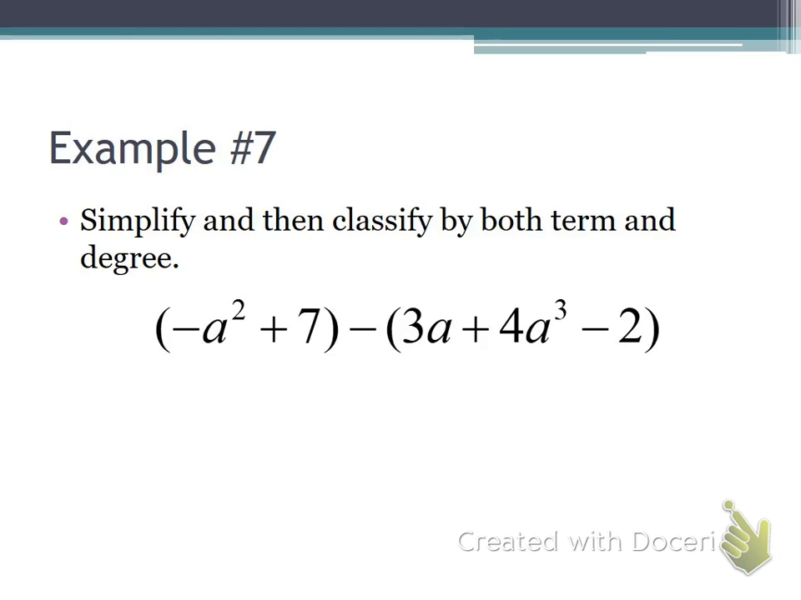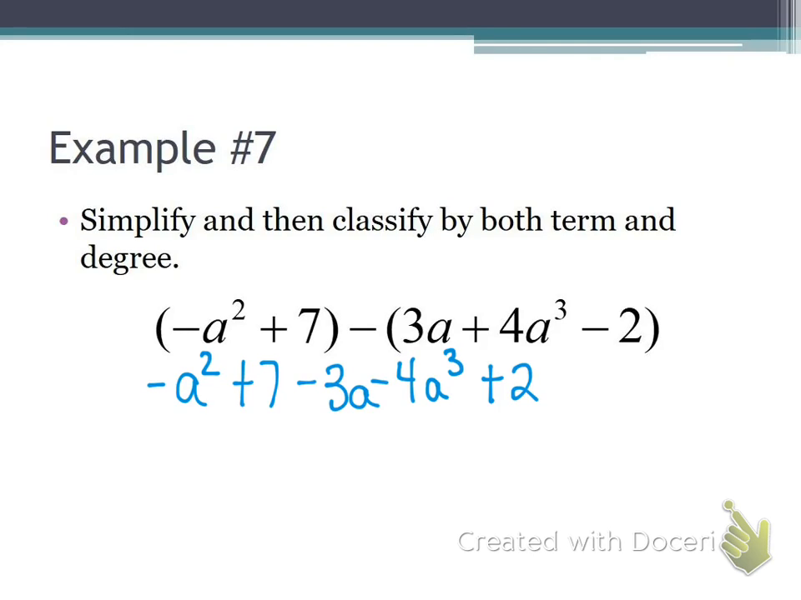Okay, let's at least start this process. Our first set of parentheses stays the same, negative a squared plus 7. When we distribute the subtraction sign, it's just going to make all of our signs change. So this 3a was positive, now it's negative. The 4a cubed was positive, now it's negative. The 2 was negative, now it's positive. So when you distribute a negative sign, it just flips the signs on all of those terms.